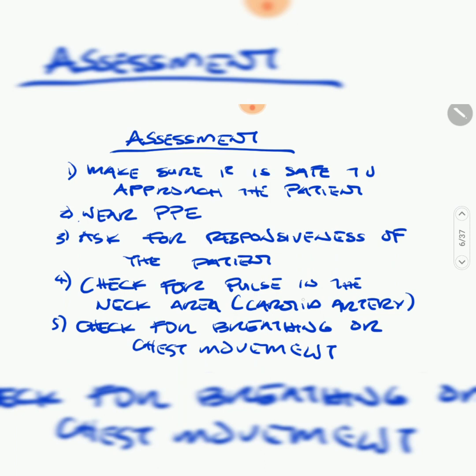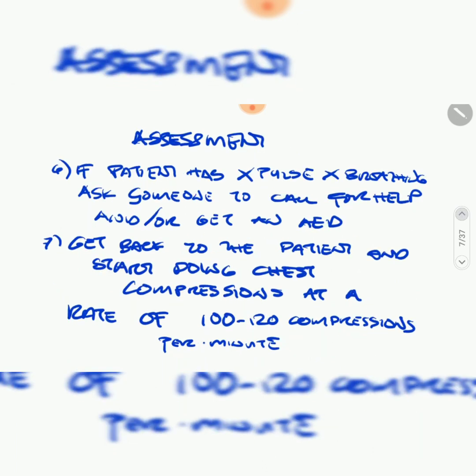Now for number 4, check for pulse in the neck area, the carotid artery specifically. That's for the adult. And for the infant, it's going to be in the brachial area. Then check for breathing or chest movement. After assessing the patient, you must provide compression or whatever the necessary management, like compression and also rescue breathing, within 10 seconds. Now, also check if the patient has pulse or breathing, or ask someone for help.